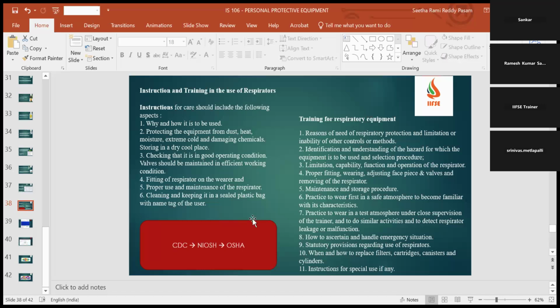In case of other instructions, any special use based on your atmosphere conditions, or based on the nature of your operation or industry practices, you can give. Okay, next.